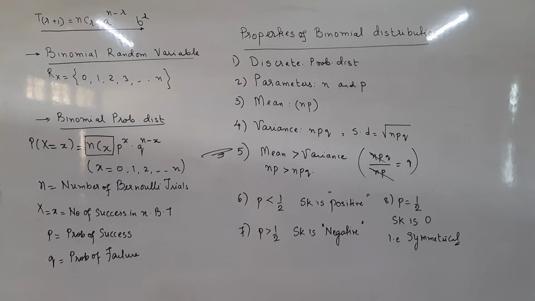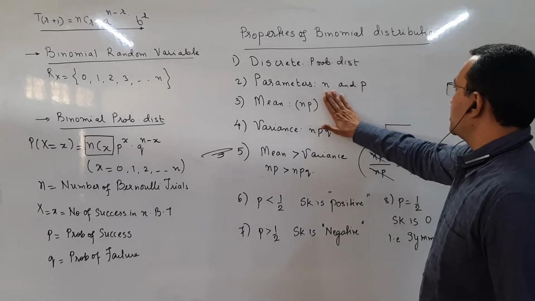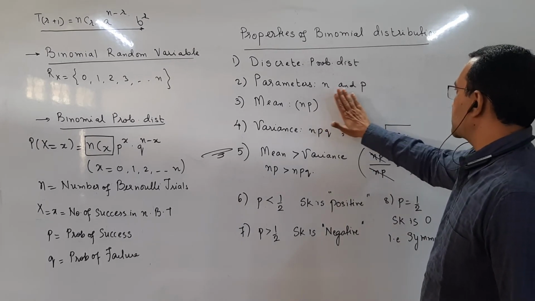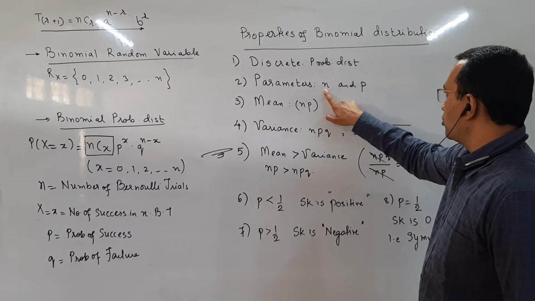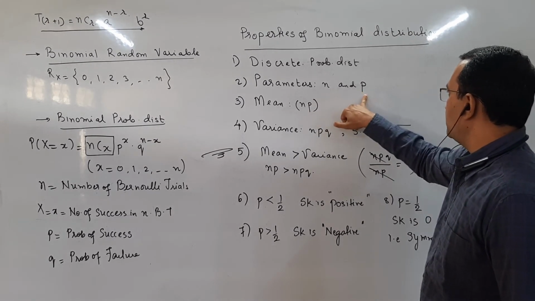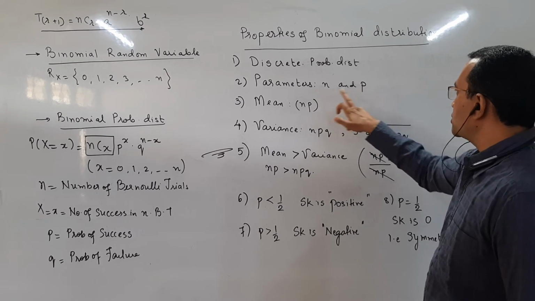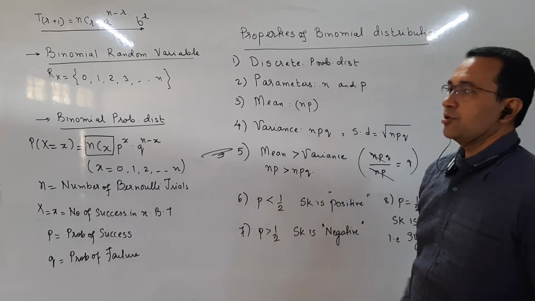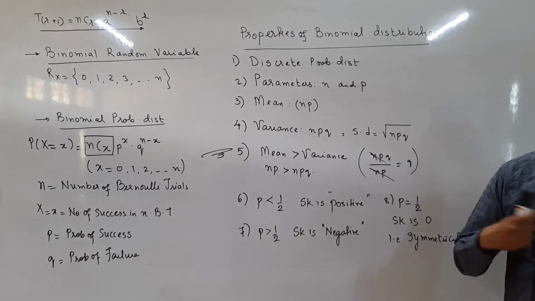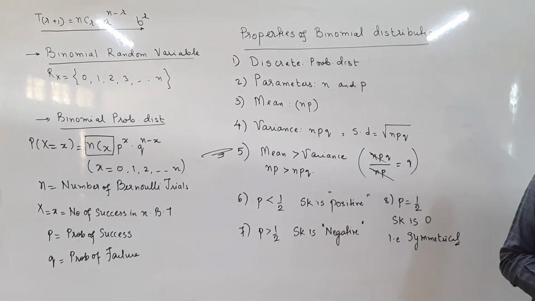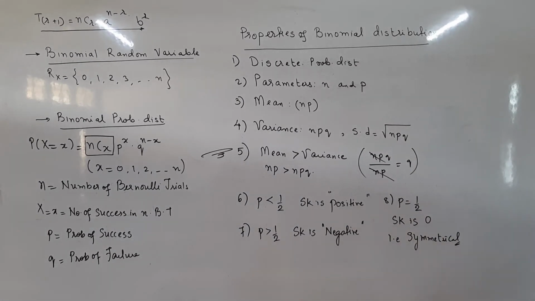Then the second important property, asked as an MCQ: the parameters of binomial distribution are, students, n and p. n is the number of Bernoulli trials and p is the probability of success. Based on these two values, we characterize a binomial probability distribution. Or second explanation: parameters n and p differ from distribution to distribution.